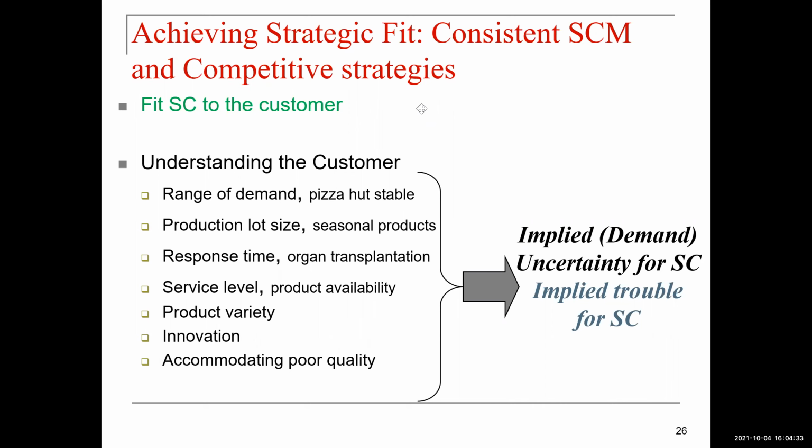Everything implied in the demand, uncertainty for supply chain, implies trouble for the supply chain. So the less information we're able to control, or the less information we have about all these areas, the more difficult it is to make these decisions. So we want to minimize this uncertainty. We want to get as much information as possible, and then we want to make good decisions based on those.